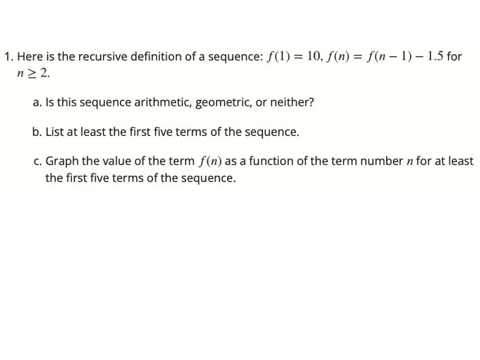Okay, here's a recursive definition for the sequence. So what we have here is our first term. We have our change. So now to write the sequence, you have your first term and your change. Write 10, subtract 1.5, you're at 8.5. Subtract 1.5, you're at 7. Subtract 1.5, you're at 5.5. Subtract 1.5, you're at 4. Subtract 1.5, you're at 2.5. Okay, you get the gist. Just keep subtracting 1.5. Is this sequence arithmetic, geometric, or neither?